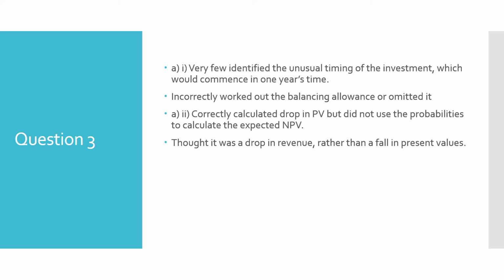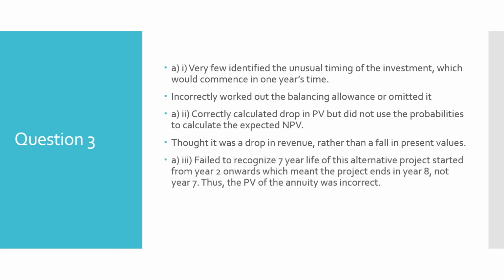So in the third part, what happened? The mistake which they made was that they failed to recognize, in this you need the second part of A. They failed to recognize the 7-year life of this alternative project. So they are talking about an alternative project here.